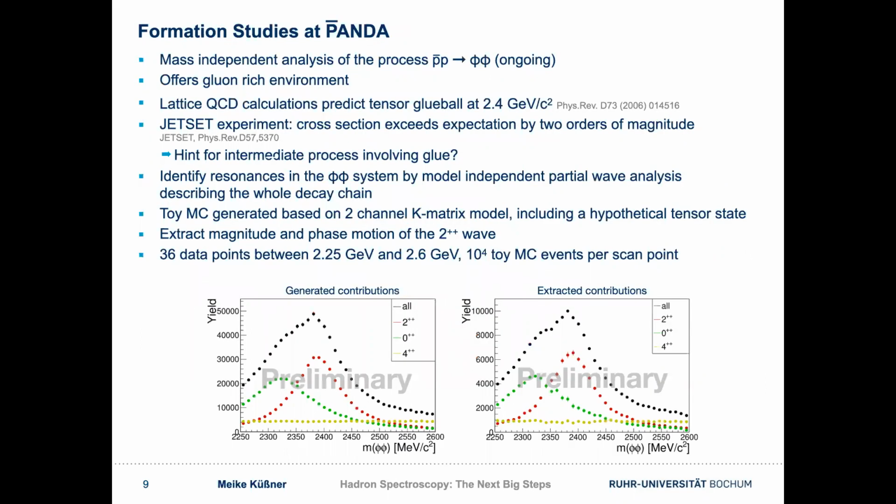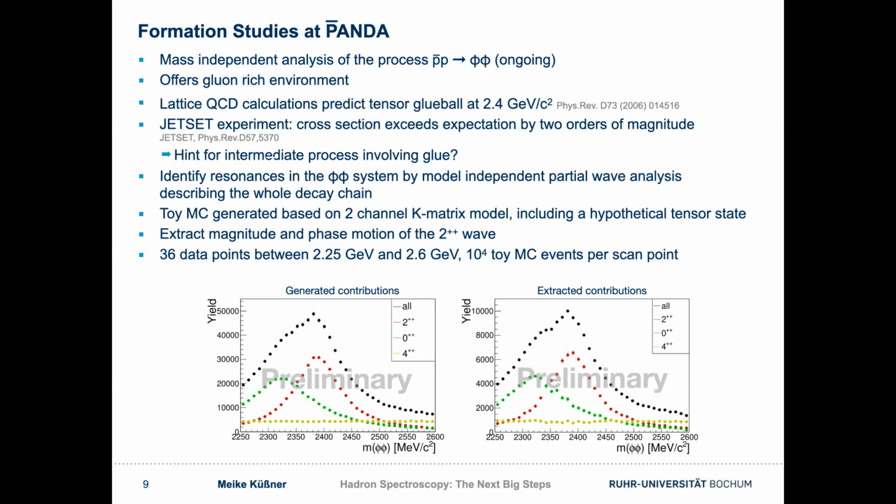There is also another study ongoing, the mass-independent analysis of the process antiproton-proton to phi phi. This is an ongoing analysis, not yet published, and it offers a very gluon-rich environment. The motivation is that lattice predictions place the tensor glueball at around 2.4 GeV. A former experiment, the JETSET experiment, measured the cross-section and saw that it exceeds expectations by two orders of magnitude. This is very interesting, of course, and could be a hint of an intermediate process involving, for example, glue.